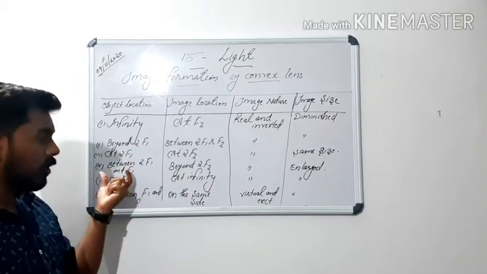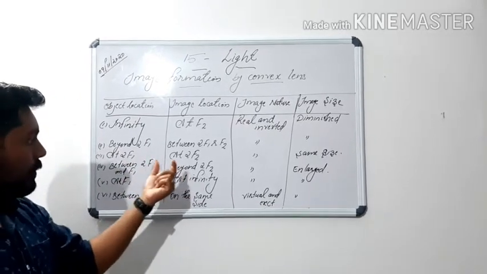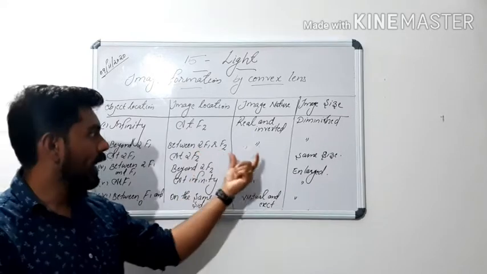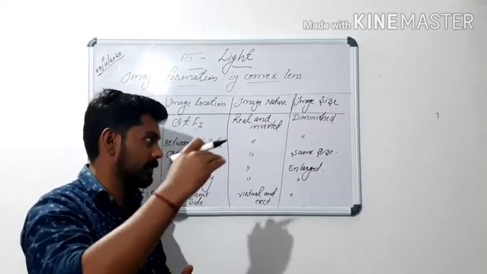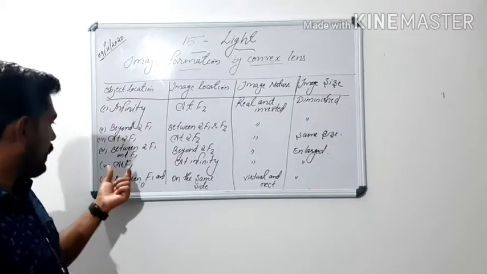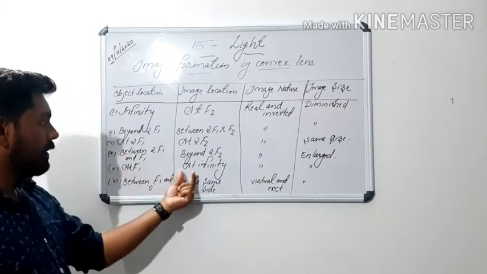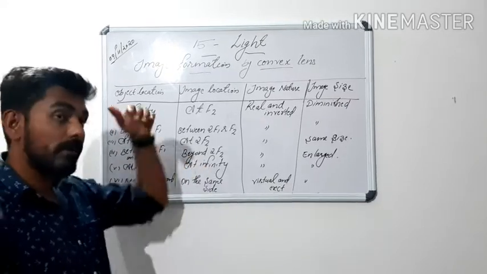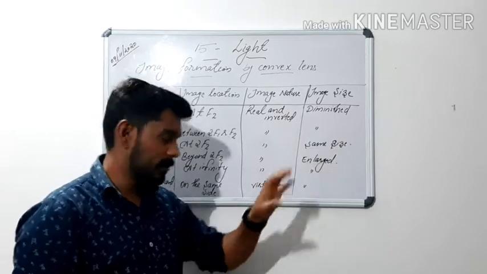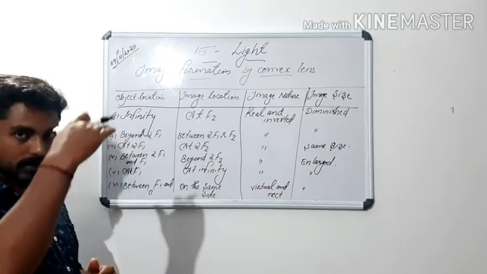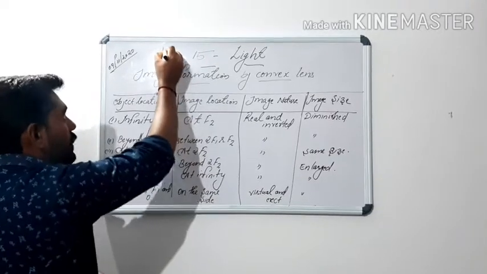When you place the object between 2F1 and F1, the image will be formed beyond 2F2, and it is real and inverted and enlarged. Now the size of the image is increased. When you place the object at F1, the image will be formed at infinity, real, inverted and always enlarged. Enlarged means the size is increased. Inverted means upside down.